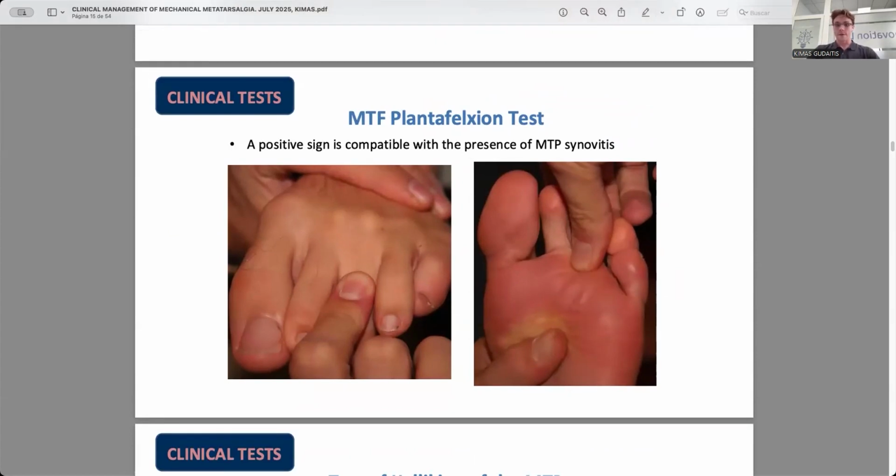The plantar flexion of the MTP joint helps us detect possible synovitis or capsulitis and also check if the plantar plate is affected. This is because one of the indirect signs of synovitis appears during this movement. When we perform the plantar flexion of the MTP joint, we create tensile stress. This stretches the dorsal capsule. If the capsule is inflamed, as in synovitis, the movement will cause pain.